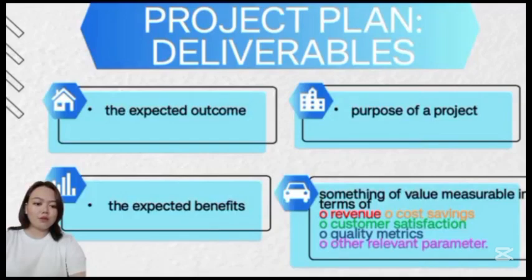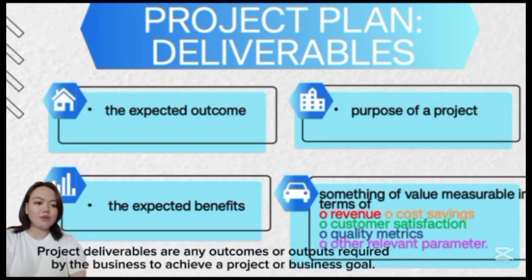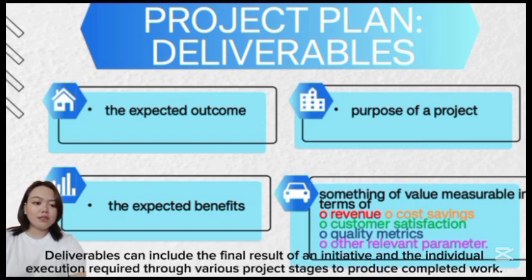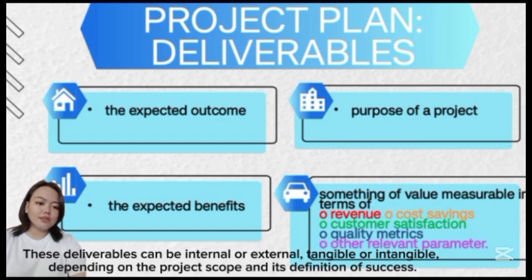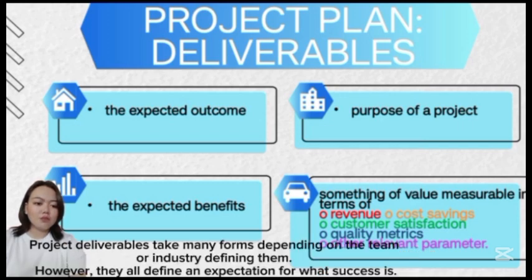Project plan: deliverables, timing, and cost. So we have plan deliverables. These are the outcomes or outputs required by the business to achieve a project or business goal. Deliverables can include the final result of an initiative and the individual execution required through various project stages to produce completed work. These deliverables can be internal or external, tangible or intangible, depending on the project scope and its definition of success. So, project plan deliverables take many forms depending on the team or industry defining them.